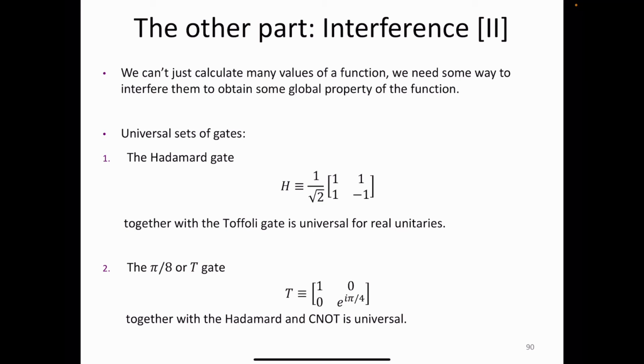So we can't just calculate many values of a function. We need some way to interfere them to obtain some global property of the function. So among the universal sets of gates that we have at our avail, the Hadamard gate that we already looked at, together with a Toffoli gate, is universal for real unitaries. Pi over 8 or T gate together with the Hadamard and the controlled NOT gate is universal. So that means with a combination of these gates, you can run any transformation on the state.